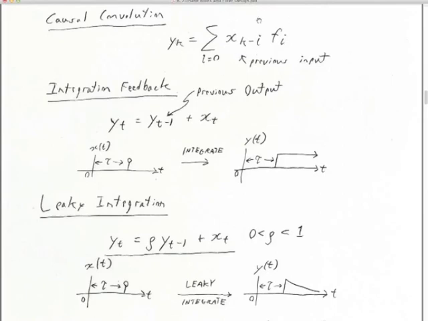So that's just to confirm with a definition what a causal filter would be doing, a causal output, a causal filter.